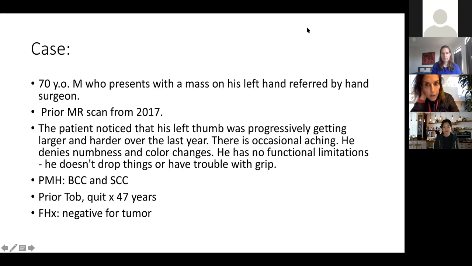All right, we'll go through two more. So, a 70-year-old gentleman who presents with a mass of his left hand, who was referred by a hand surgeon. He had a prior MRI in 2017. He noticed that his left thumb was just getting progressively larger and harder over the last year. No functional limitations. Wasn't really complaining of grip issues. Past medical, he does have a history of basal and squamous cell carcinoma, which I think was on his back. And then he had quit tobacco many years earlier. No family history of tumor.